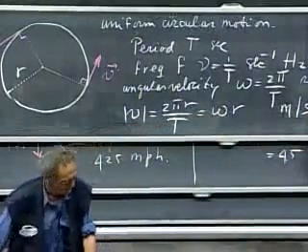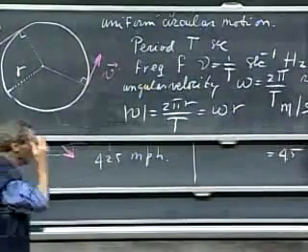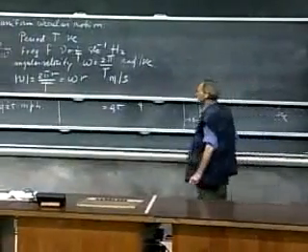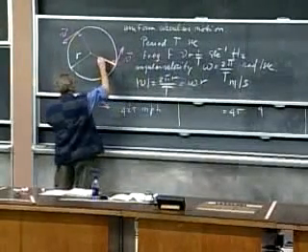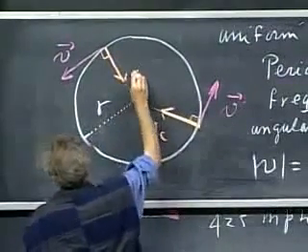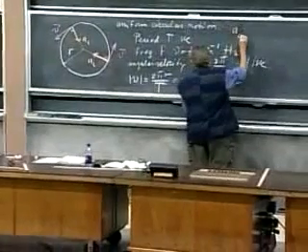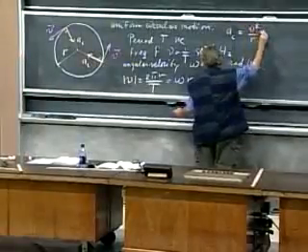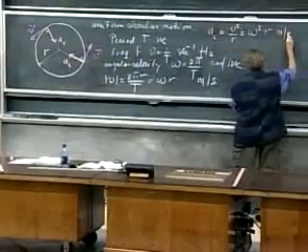All this is only possible if there is an acceleration. And the acceleration is called the centripetal acceleration. It is always pointed towards the center. A centripetal. And the centripetal acceleration, the magnitude, is v squared divided by r, which is therefore also omega squared r, and that of course is in meters per second squared.